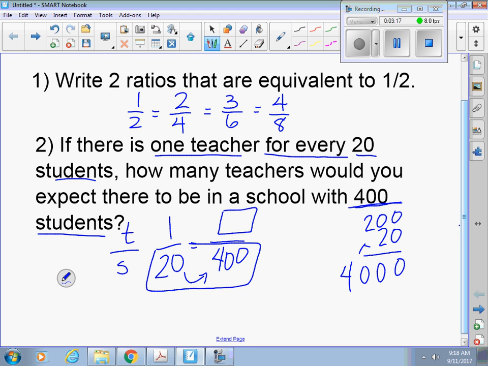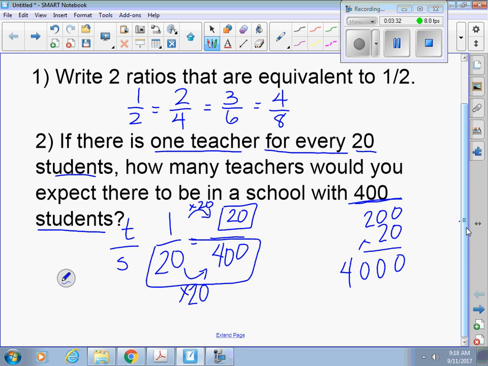Justin. 20, yeah. All right. Does that make sense, Liz? So we're going to chop off one of those zeros, multiply it by 20. So 20 times 20 is 400, and 1 times 20 would give us what? 20. Yep. So our answer is what? Let's write it out. What would our answer be, Trinity? There would be 20 teachers. Very good. There would be 20 teachers. Any questions on this?